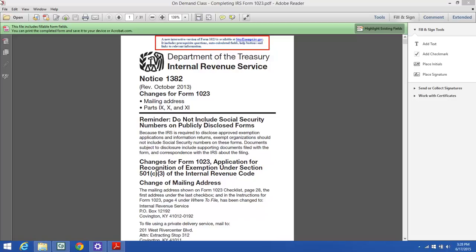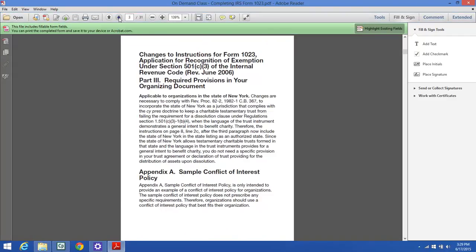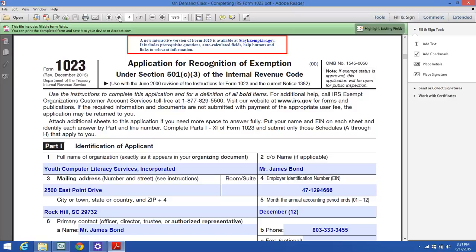The first few pages of the application just provide updates on what has changed over the years regarding this application. I would advise you to read each page. I'm going to go ahead and go down to page 4 where the actual application begins. And this is the Form 1023 Application for Recognition of Exemption under Section 501(c)(3) of the Internal Revenue Code.